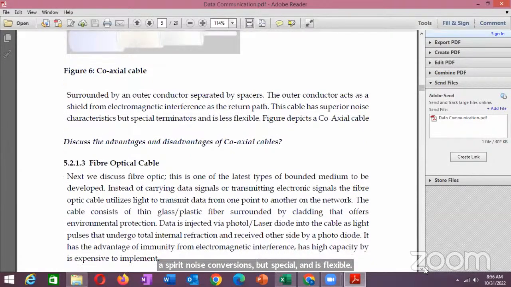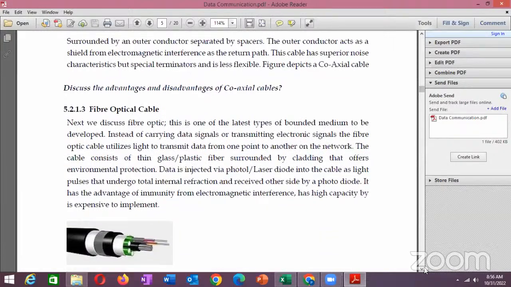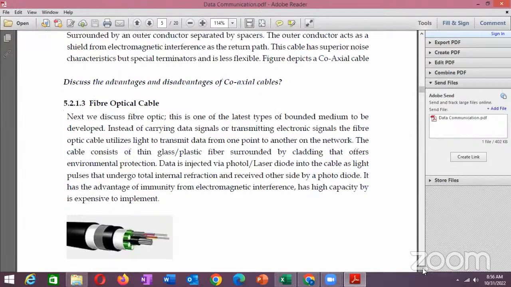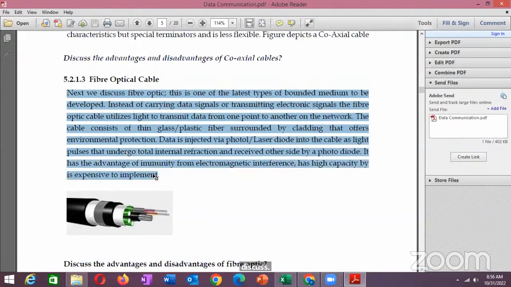So in the discussion forum, I'll put it so that you can discuss the advantages and disadvantages of coaxial cables. I think by the end of the day you will be able to discuss. The notes will be online. Our LMS was a bit down, but I had to post this morning, but I'll post within the day. You can access the notes.